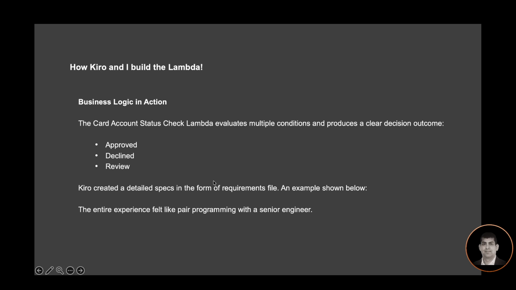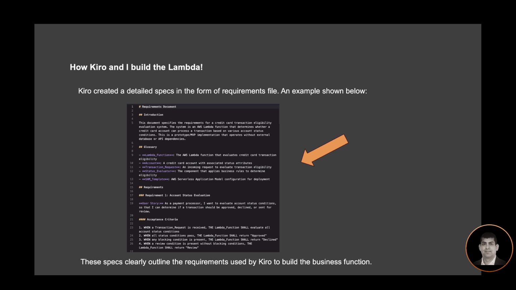So here the card account status check Lambda evaluates multiple conditions, and then it provides a clear decision saying, hey, it's approved, it's declined, or in review. It also created these detailed specs in the form of a requirement file. An example I'll show, and the entire experience felt like programming with a senior engineer.